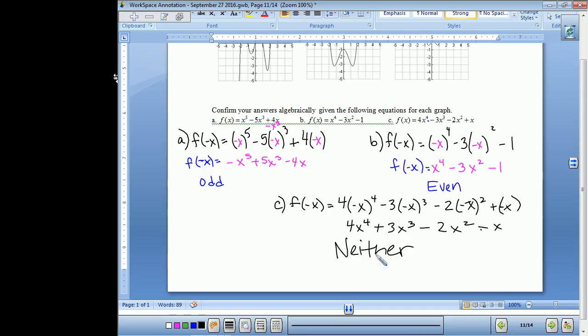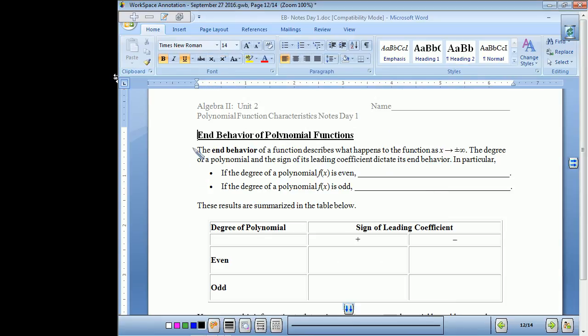Questions? Alright, so that's really our only new part, because the second part is talking about end behavior, and we are good with end behavior. We know rise, rise, fall, fall, fall, rise, fall. Okay.